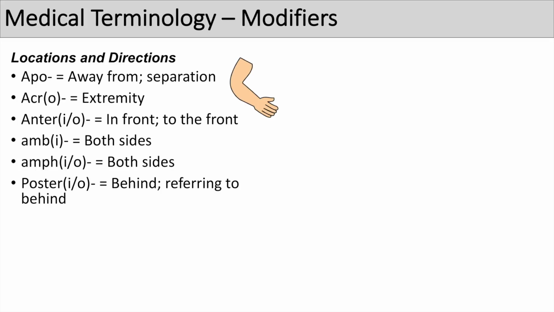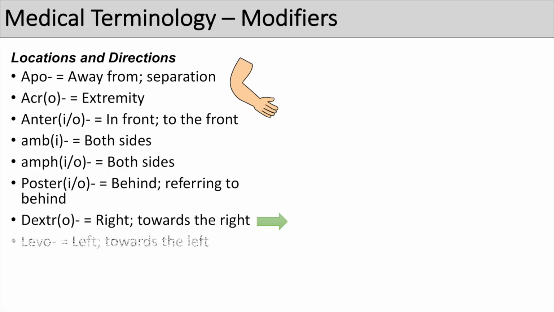The next prefix is posterior or posterio. This means behind or referring to behind, so we can think of the word posterior, so that's pretty easy to remember. The next one is dextro. This means right or towards the right. And in this case, you might hear of the condition dextrocardia, when your heart is pointing toward the right side, or the opposite of where it should be. The next one is levo. This means left or towards the left.